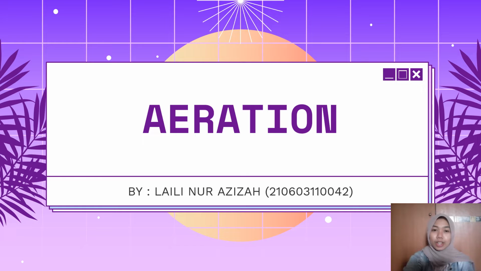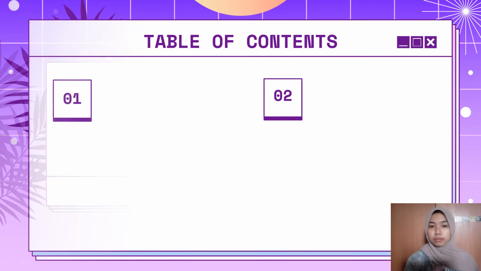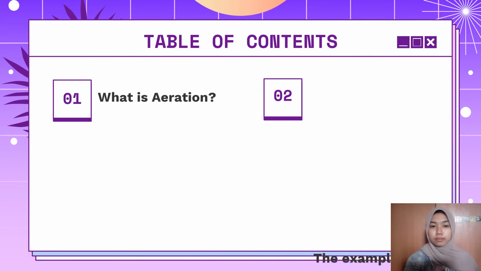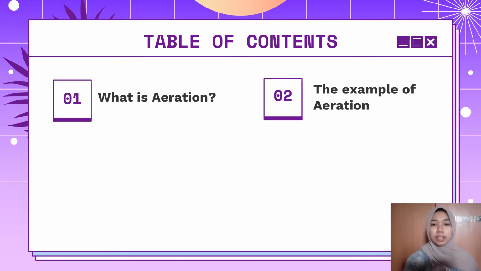In this opportunity, I will explain about aeration, review wastewater treatment, coagulation, and flocculation. Okay, so here we go. Table of contents. First, we will talk about what is aeration, and second, we will talk about examples of aeration.